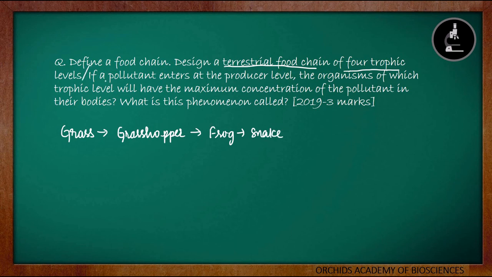Next part of the question: if a pollutant enters at the producer level, the organisms of which trophic level will have the maximum concentration of the pollutant in their bodies? So the organism which occupies the highest trophic level, for example in a food chain we know 4th trophic level is generally the highest trophic level. So the organism which occupies the highest trophic level will have the highest amount of the pollutants. Pollutant here is nothing but the toxicants, or the harmful substances for our body.